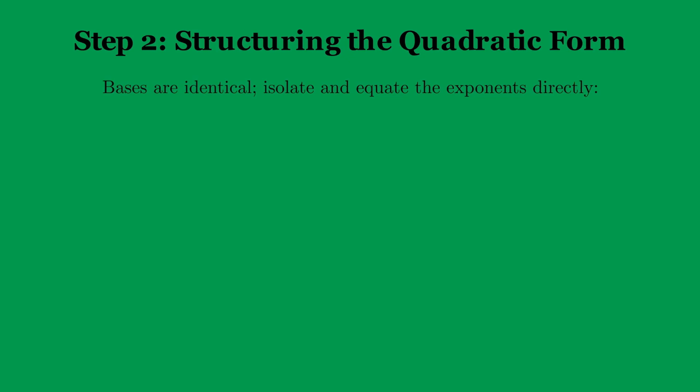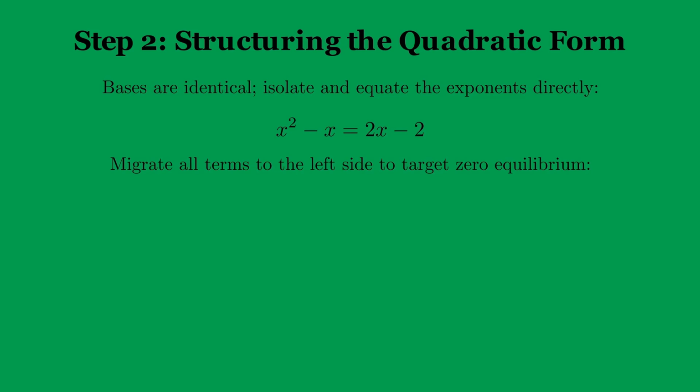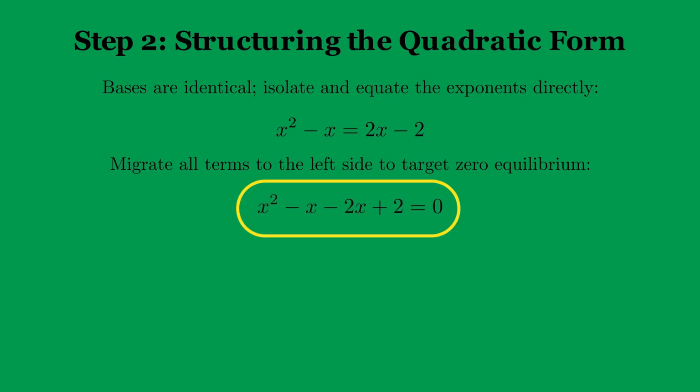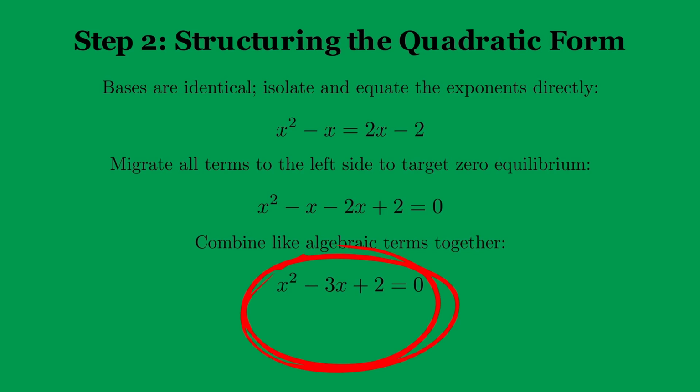Step 2. Form the quadratic equation. Since both sides now have the same base, we can equate the exponents directly. X squared minus x equals 2x minus 2. Next, move all terms to the left side of the equation. This gives us x squared minus x minus 2x plus 2 equals 0. Now combine the like terms. The equation simplifies to x squared minus 3x plus 2 equals 0.